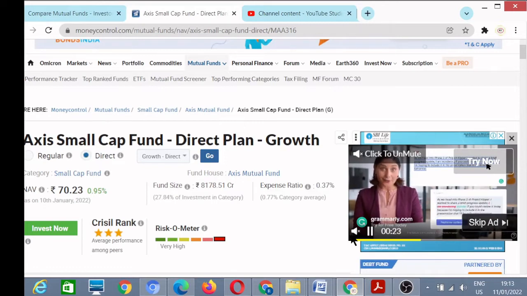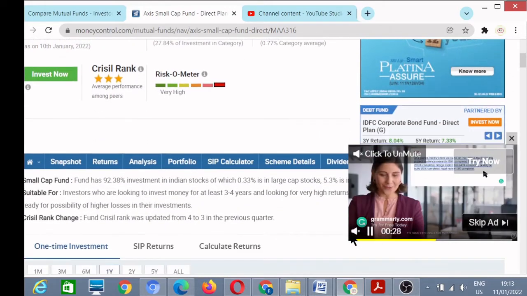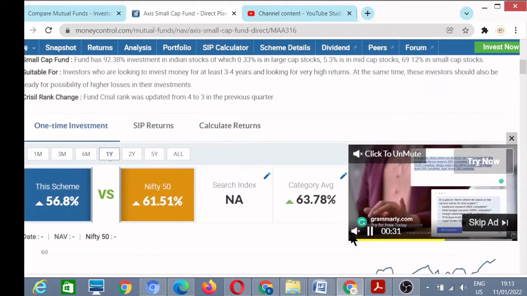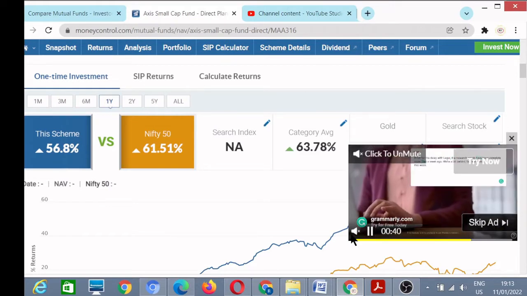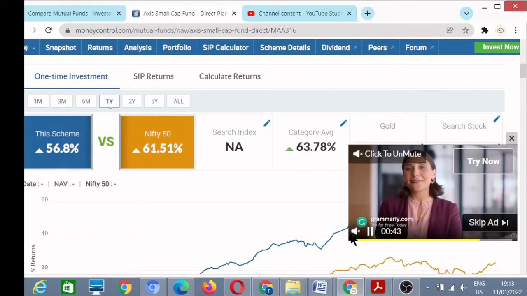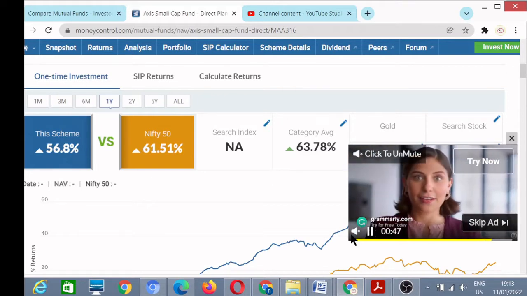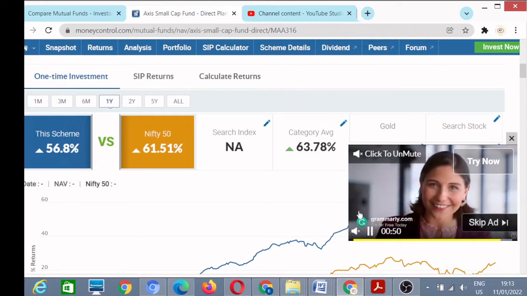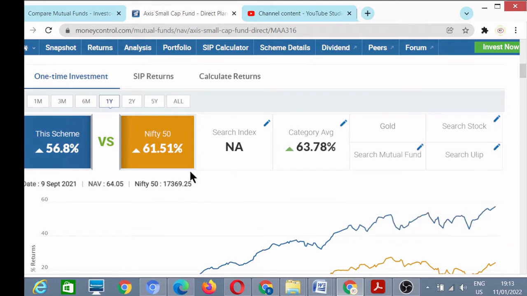First of all we see the performance of this fund in comparison to Nifty 50. In the last 1 year, this is the difference between the performance of Nifty 50 and this fund. This fund has given 56% return while Nifty has given 61% returns in the last 1 year according to the Money Control website. Now what is the category average? Category average is 63%.